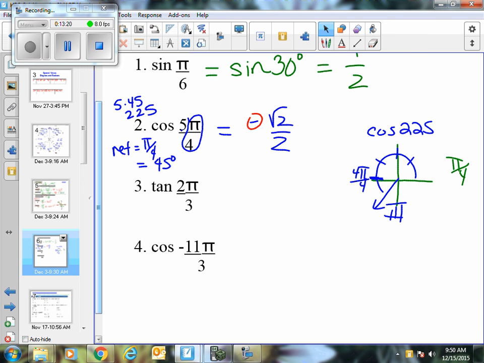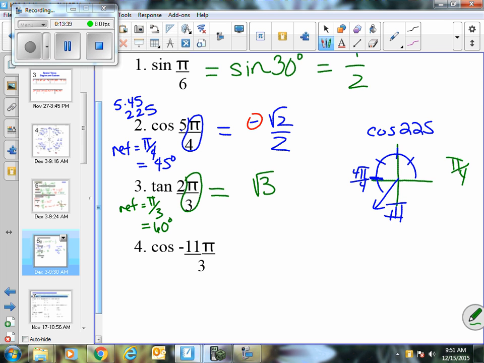So tangent of 2 pi over 3. Again, we're trying to translate this and figure out a reference angle. So what is pi over 3? It's our reference angle in degrees. So 180 divided by 3 would be 60. So in my mind, I just need to be thinking, okay, what's tangent of 60? Bigger angle, bigger ratio. For sure, that's going to be square root of 3 then. You just have to figure out what quadrant you're in.